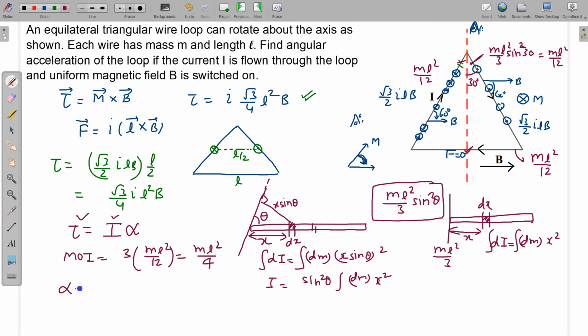Just put it here, torque divided by I. The torque is root 3 by 4 IL square B, and this moment of inertia is ml square by 4. So the 4 will cancel, the L square will cancel. So the angular acceleration, the final answer, is root 3 IB divided by the mass m. So this is the final answer.